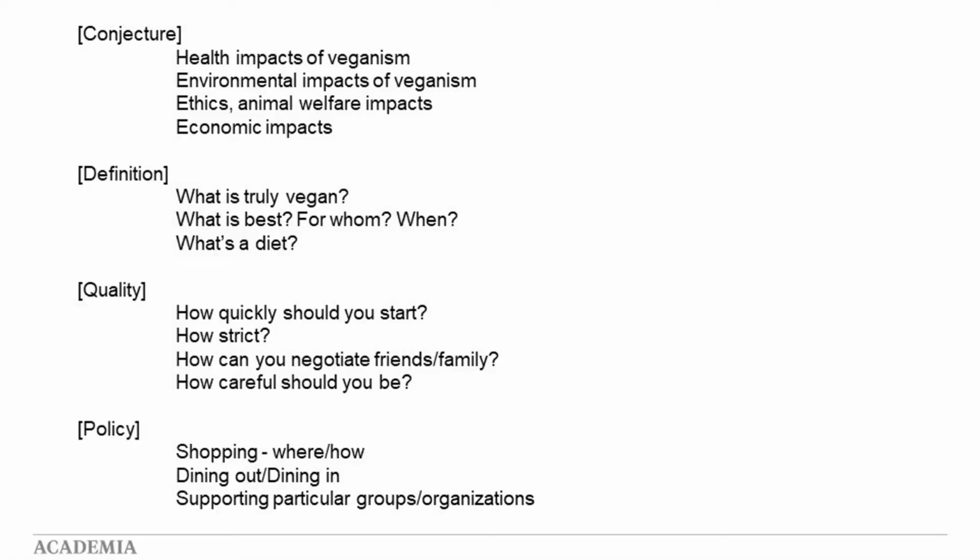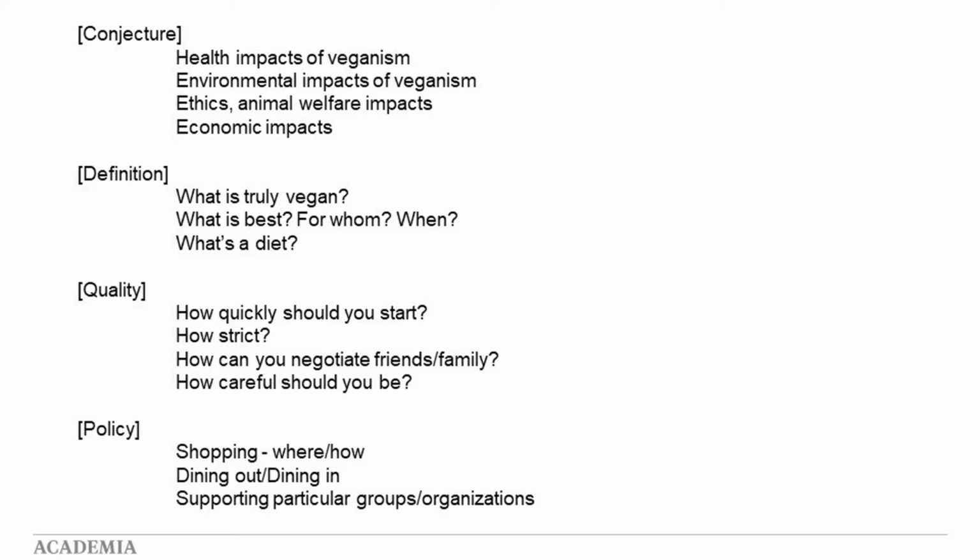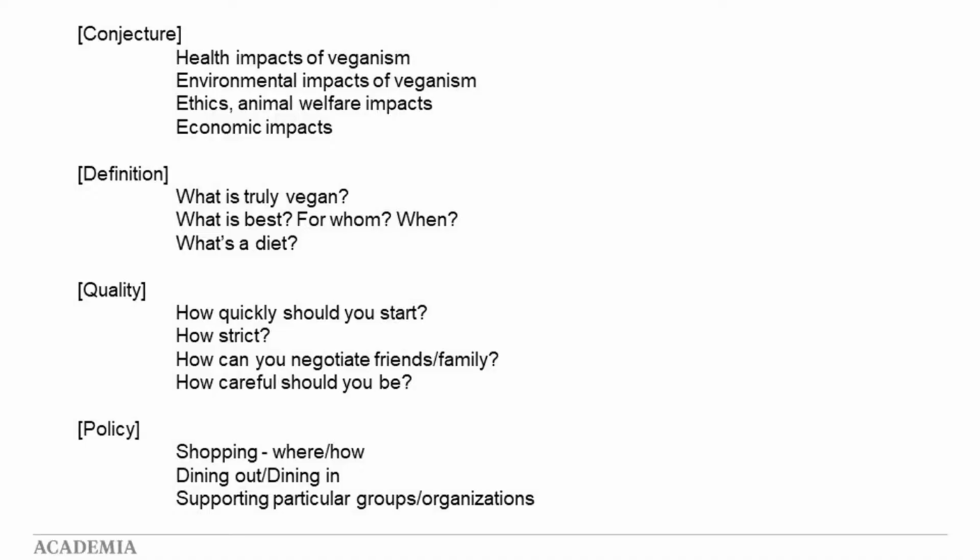Conjecture is all about what's present, what's around. A lot of times people say conjecture is about the facts, but it could also just be the information that's out there. You see the things I've put on the screen: the health impacts, environmental impacts, ethics and animal welfare impacts, and economic impacts. You'd want to list those out and make them a part of what you're considering. Definition: what does it mean to be truly vegan? Can I have honey? Can we eat fish? Those kinds of things can come out and might be the place where you want to really push and release the pressure and make the argument work. What's best for whom and when?